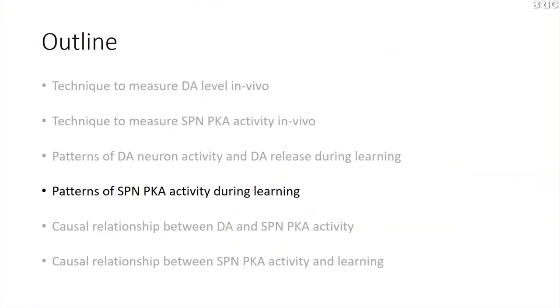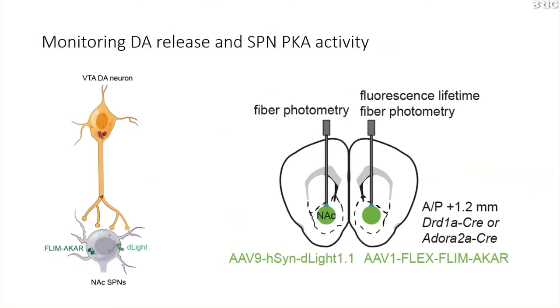Next, I will talk about the patterns of PKA activity during learning. To simultaneously monitor dopamine release and the PKA activity in SPNs, we had to express dLight on one hemisphere and FLIM-AKAR, the PKA sensor, on the other hemisphere. The reason for this schematic is that these sensors are unfortunately both green sensors. But to test the validity of these two-hemisphere experiments, we confirmed that dopamine release in this non-lateralized learning task is very symmetric, in a separate experiment of expressing dLight on both hemispheres and looking at their correlation, which showed a pretty good correlation across all behavior.